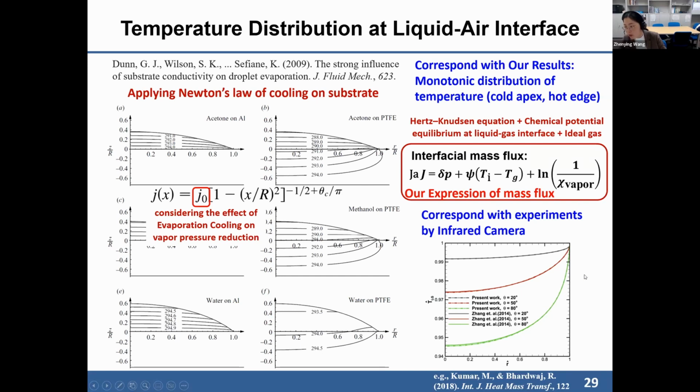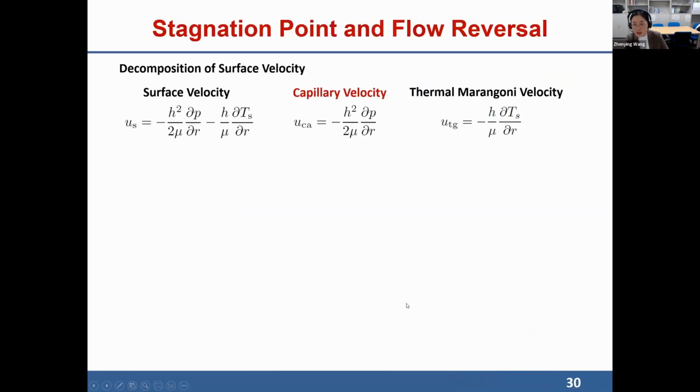There are a lot of other publications which also indicate that the temperature field on the droplet surface is monotonic, with a cold apex and also a warmer edge near the contact line area. So this is further discussion of the flow structure near the three-phase contact line.